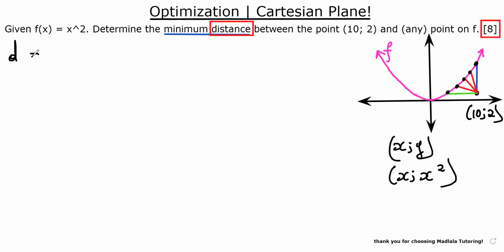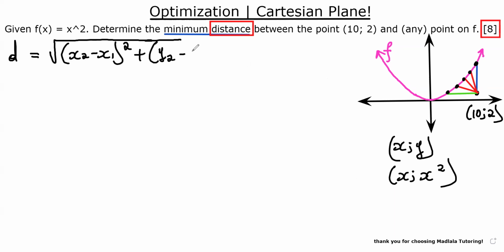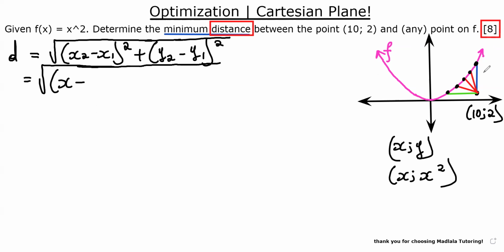Well, according to the distance formula, this distance is simply going to be the square root of (x2 minus x1) squared plus (y2 minus y1) squared, all right? Okay, fine. Then we come and say, well, what is x2? Well, x2, we can say it's any x value on the function. So it's going to be x. Now, what about x1? Well, x1 is just going to be 10.